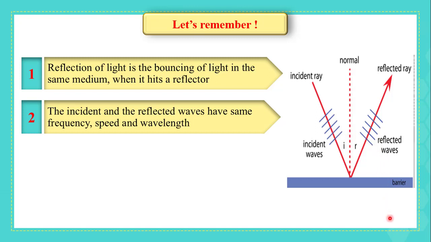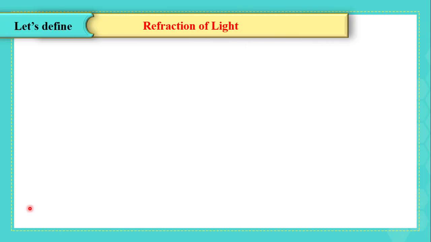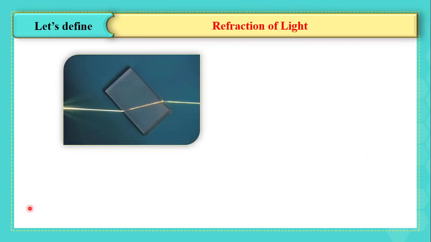In reflection, the angle of incidence I is equal to the angle of reflection R. Let's start by observing the following figure. Here we have a transparent sheet of glass. What happens to the direction of light's propagation as it emerges through glass and as it leaves it? We can notice the change in the light's direction in both cases.